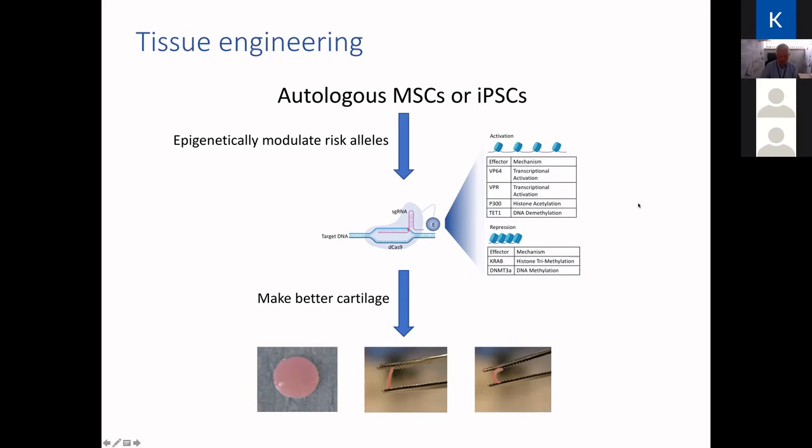And there's a variety of different tools that we could use. So the ones that I discussed here, such as TET and DNMT, but there are other enzymes that one can utilize as well with the deactivated Cas9. And then maybe at some point we can get to the position where we can overcome those deleterious effects of those risk alleles and perhaps make a better cartilage.